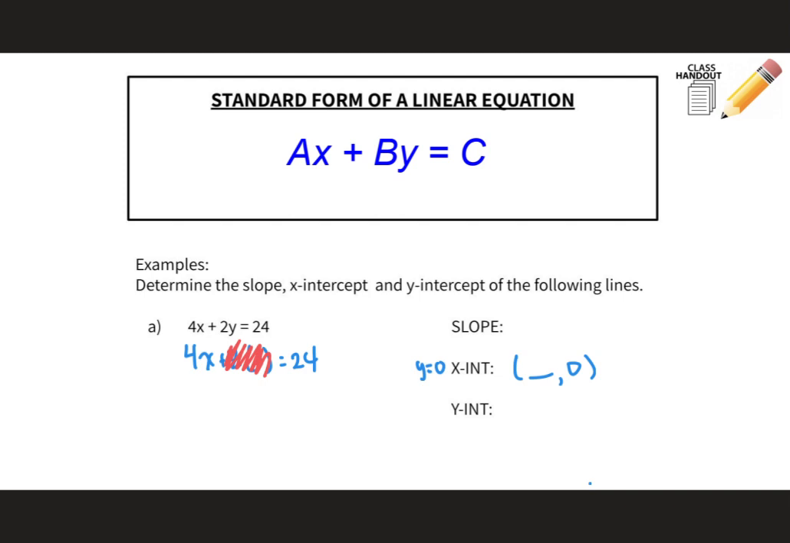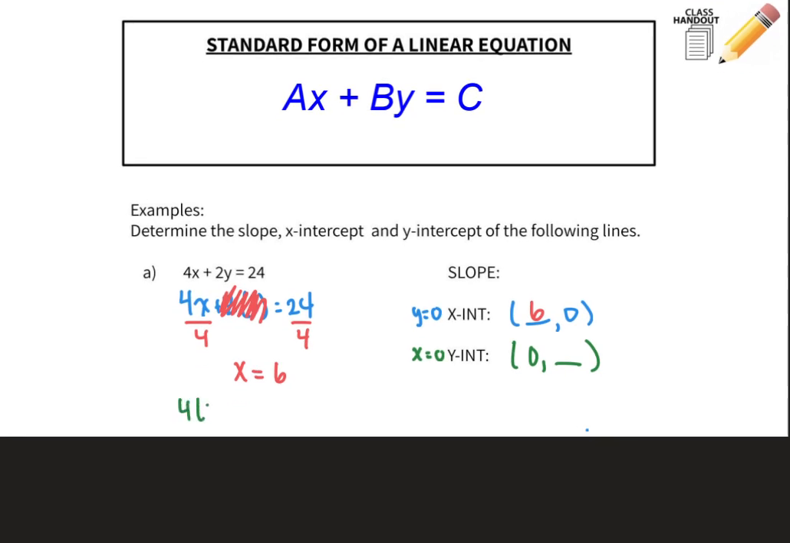So now just to solve for x, we're just going to divide both sides by 4. So now I have x equals 24 divided by 4, which is 6. So my x-intercept is going to be 6 comma 0. Now to find my y-intercept, we're going to plug in x equals 0. And my y-intercept we know is going to be 0 comma something. So we're going to plug in 0 for x.